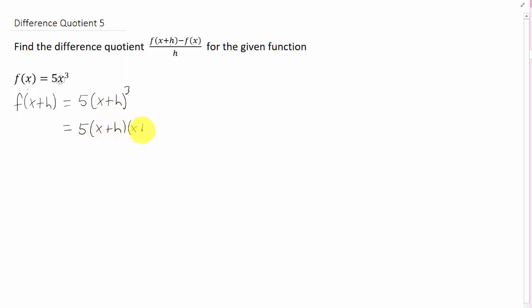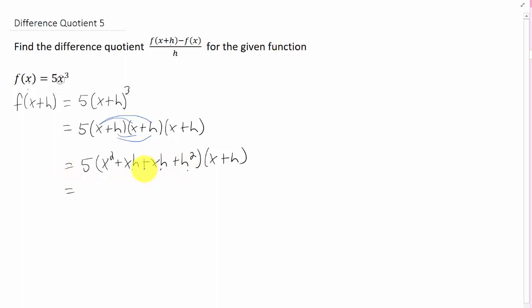x plus h times x plus h times x plus h. To distribute all of this out, what we need to do is first focus on these first two factors. We're going to FOIL out those first two factors. We multiplied our first two terms, our outer two terms, our inner two terms, and our last two terms. We can combine two middle terms.